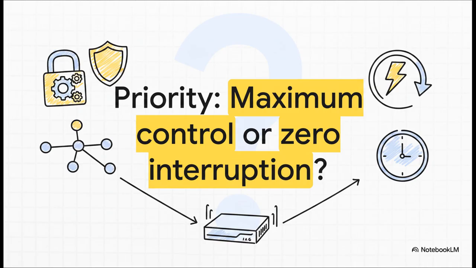What is your absolute ultimate priority? Is it maximum control, or is it zero network interruption? You see, every single time we drop a new appliance into a network, we're making a really high-stakes trade-off between locking down our business and keeping the business actually running. And today, we're going to solve that exact equation for your organization.